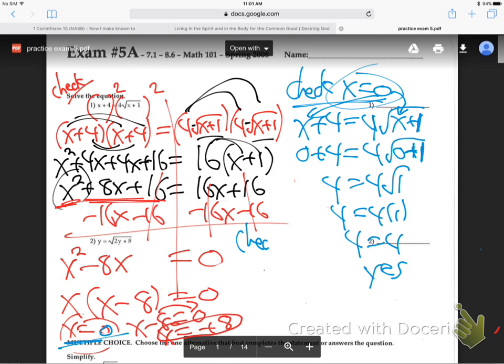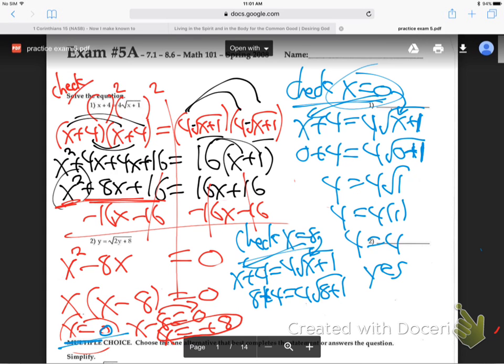And how about let's check x is 8. Where do you check it? Again, the original. Always the original. So you start again with the original. Plug in the 8. What is that? 8 plus 4 equals 4 root of 8 plus 1. Is that okay? I just plugged in 8 for x everywhere.